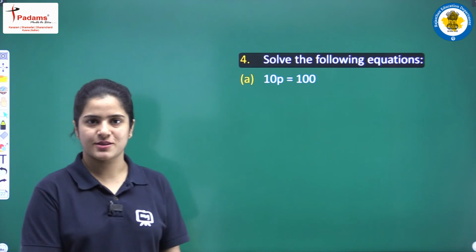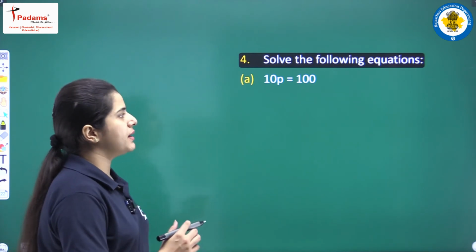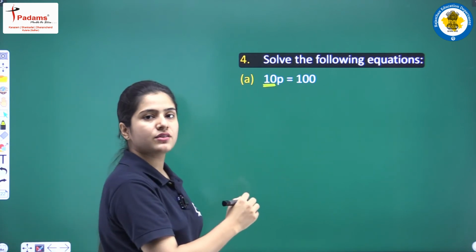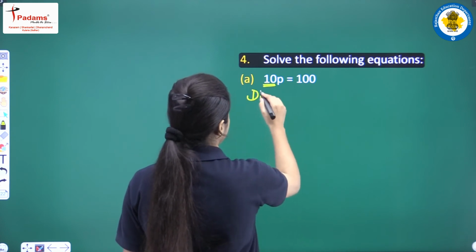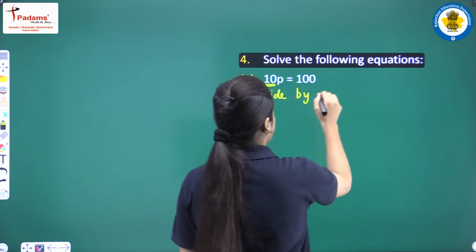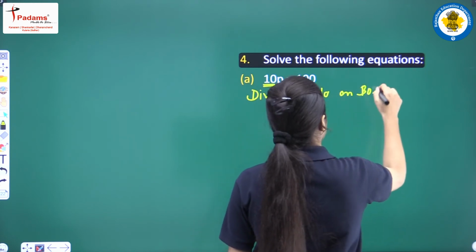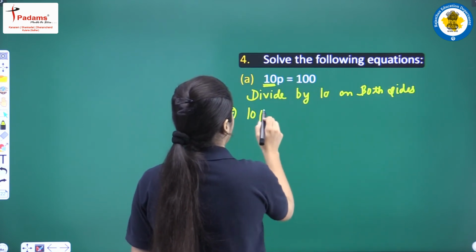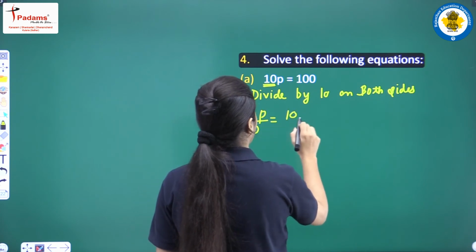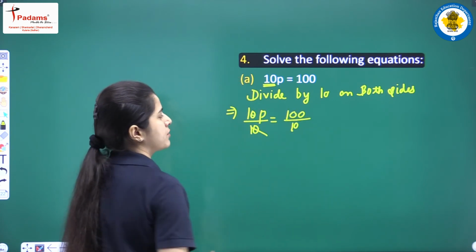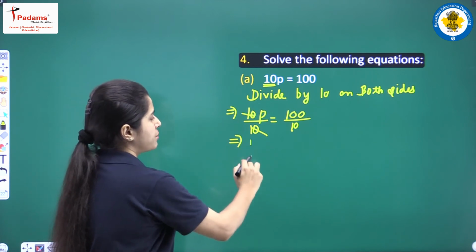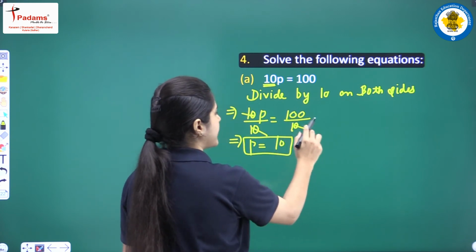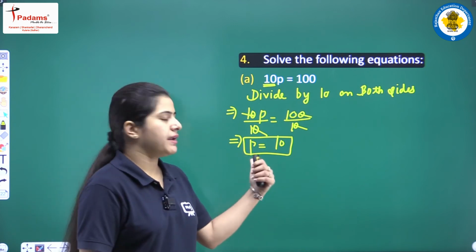Okay, looking at another question, question 4. Solve the following equations. 10p is equals to 100. Okay, now students, this 10 is in the multiplication with the p, right? So we'll divide by 10 on both sides. 10p upon 10 is equals to 100 upon 10. 10 will be cancelled out from this 10, right students? It will turn out to be p, and 100 divided by 10 is equals to 10. Alright students, the 0 will be cancelled out from this 0.